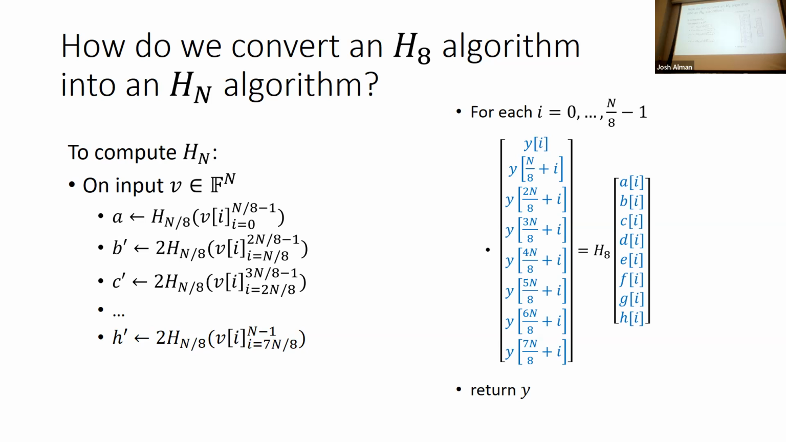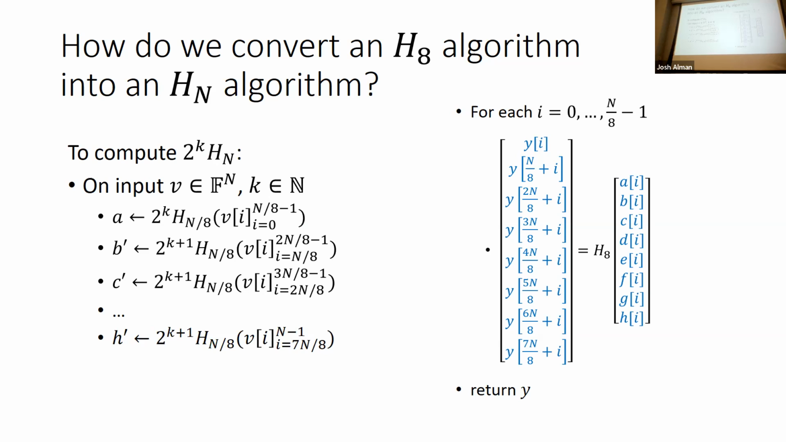So what we're going to do is, for any k, make an algorithm for computing 2 to the k times Hn. And it's going to work exactly like this. It'll make one recursive call to 2 to the k times Hn and 7 recursive calls to 2 to the k plus 1 times Hn. And then it can combine them together over here, using the 23 operation algorithm that I showed you before.